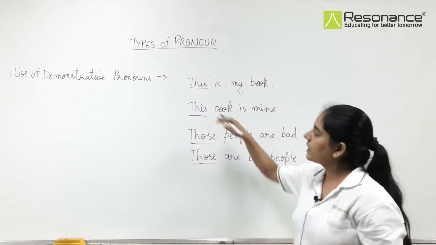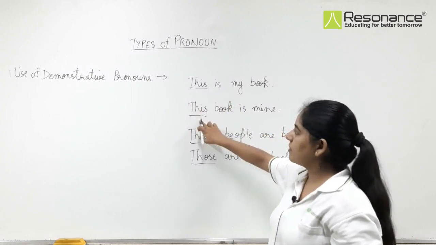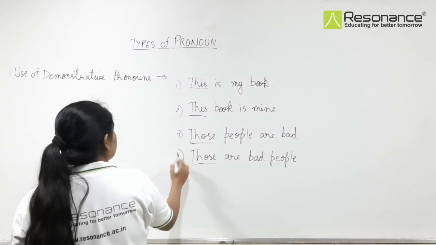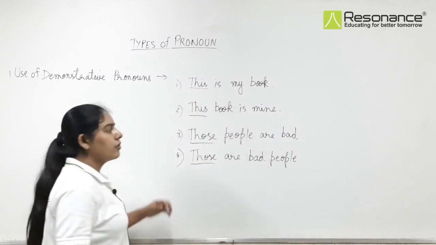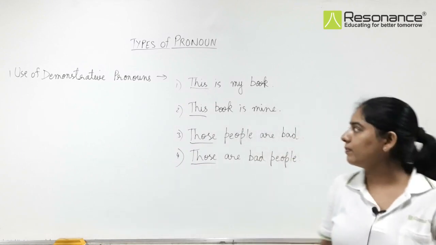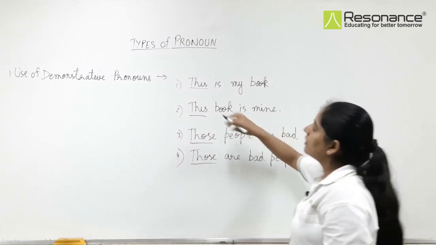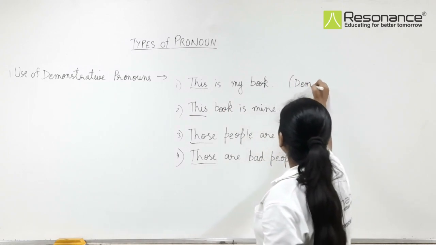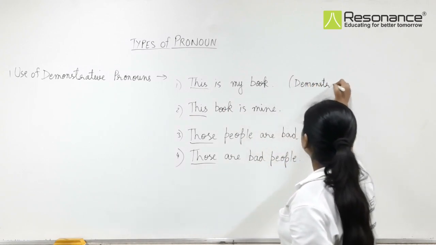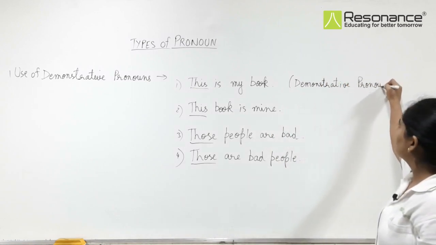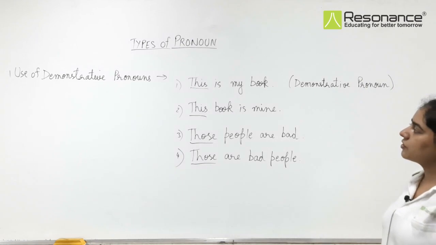क्या हम ये कहेंगे कि this जो use हुआ है दोनों sentence में, first में second में, इन दोनों में this जो है वो pronoun ही है? क्या हम कह सकते हैं ऐसा? No, we cannot say so. This is my book, here this is a demonstrative pronoun. Okay, here this is a demonstrative pronoun.